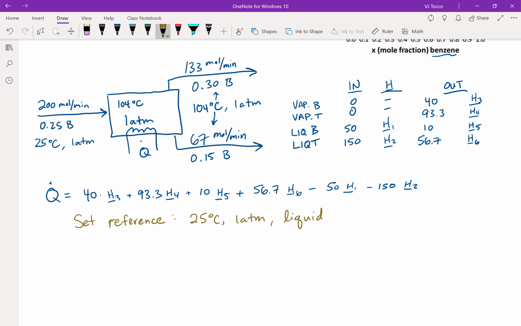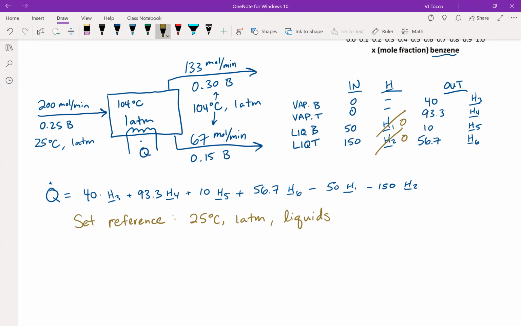I said I set one reference state, but technically you can set one reference state per chemical. I think it's better and easier to keep it straight in my own head if I make it the same reference state. So if I set my reference state as 25C, 1 atmosphere for liquid, then my enthalpy of liquid benzene at 25C and 1 atmosphere is going to be 0. That's how you make it simpler when you cancel these out.